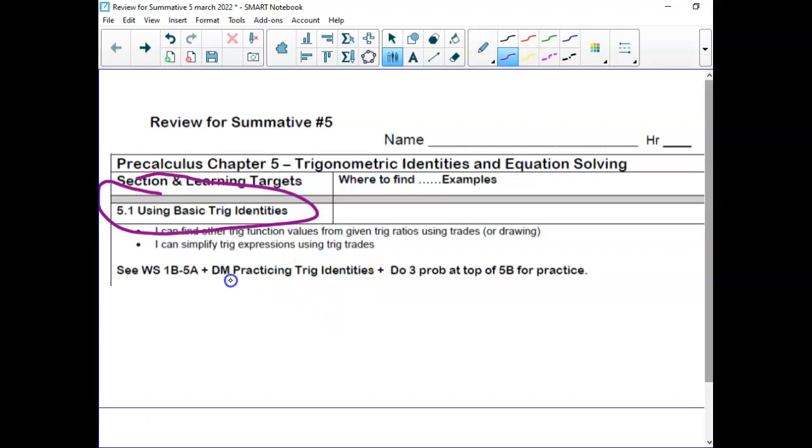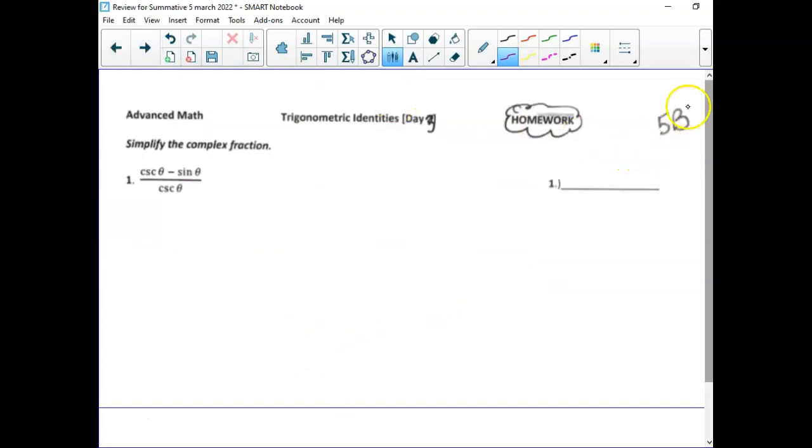There was a Delta Math assigned on this. We did worksheets 1 through 5 on this in your packet. But at the top of 5B, there were 3 questions we skipped that I was going to go back and do now. Okay. So this is at the top of 5B. If you could just go back and finish these.